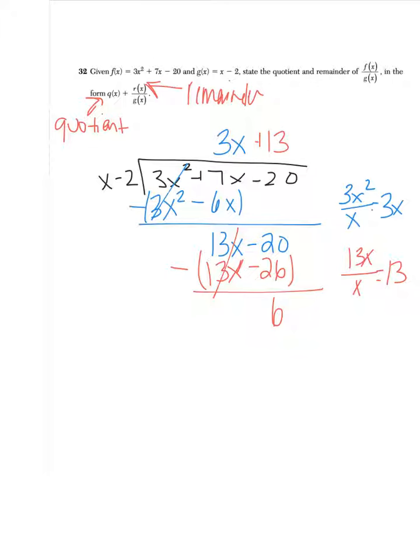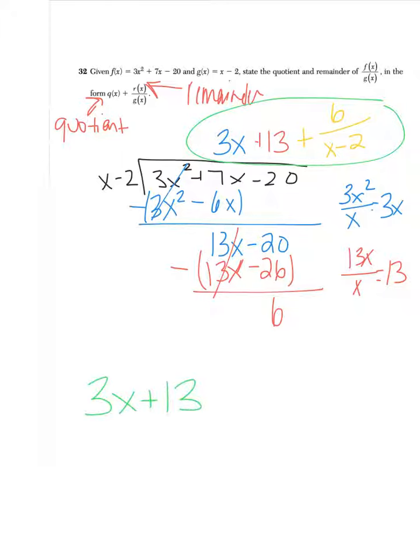X can't go into 6 at all, so this is my remainder. So this is plus 6, because this is positive, so plus 6 divided by x minus 2. So my final answer, so this is what it wants, is 3x plus 13 plus 6 divided by x minus 2.